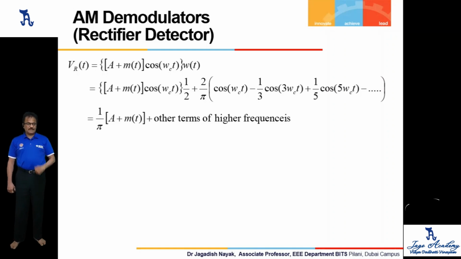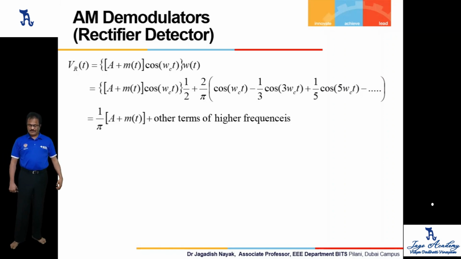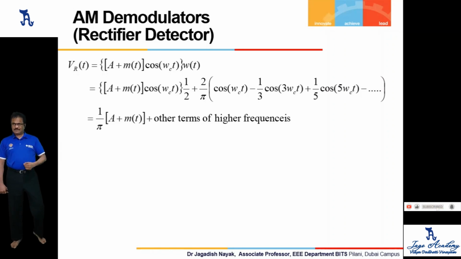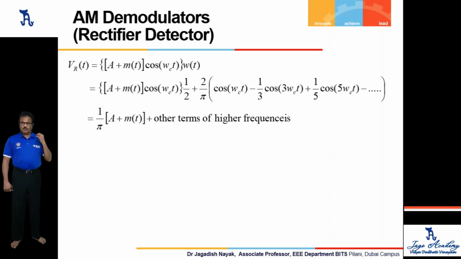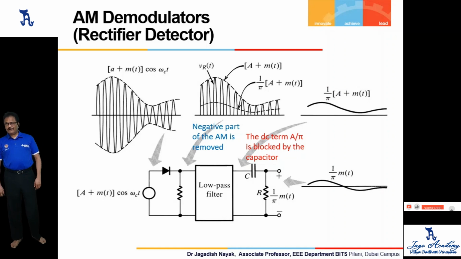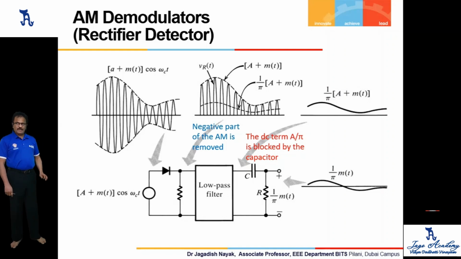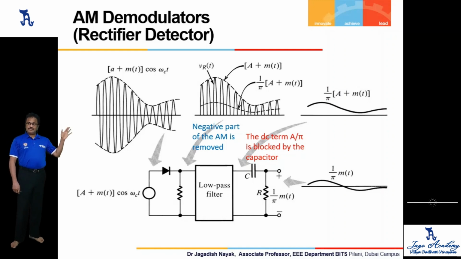Now that m(t) is a baseband frequency. That means m(t), which is your message signal, is a baseband signal, that is low frequency signal. So now you have to design your low pass filter in such a way that it will pass only the low frequency signal, that is your message signal. All other frequencies will be blocked, which you can see here, right? And after that, it has a DC term, right? It is actually giving you a DC term. You can see the waveform 1 by pi (A plus m(t)), right? So that DC term has to be removed.